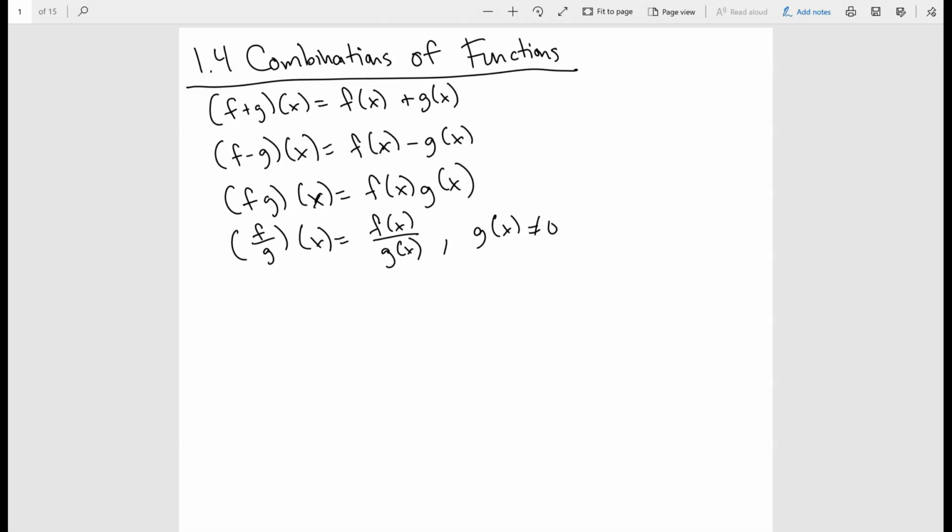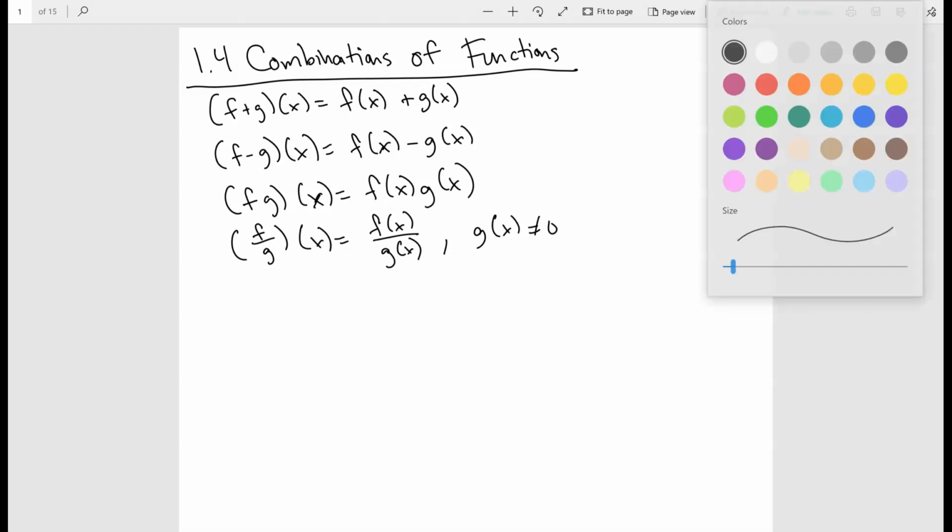This is 1.4, combination of functions. So we've been talking about functions and their behaviors. We've done a couple of things by evaluating functions. So now what we're going to do is combine functions together. So here's a couple of notation things.